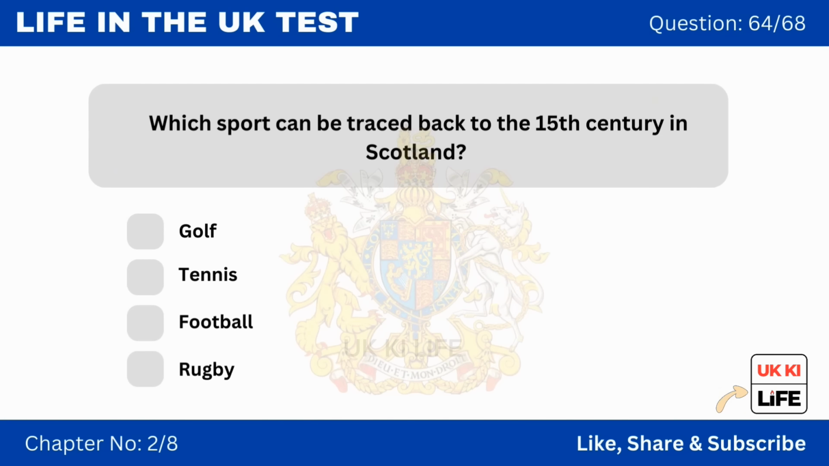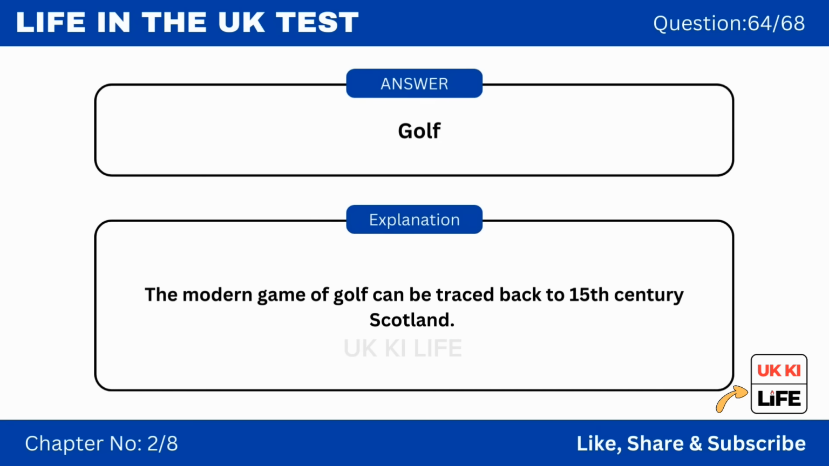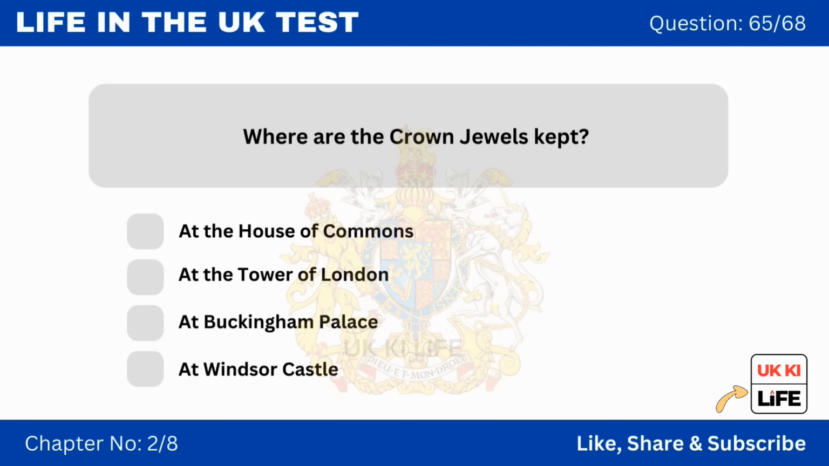The correct option is A. Explanation. The modern game of golf can be traced back to 15th century Scotland. Question 65. Where are the crown jewels kept? At the House of Commons. At the Tower of London. At Buckingham Palace. At Windsor Castle.